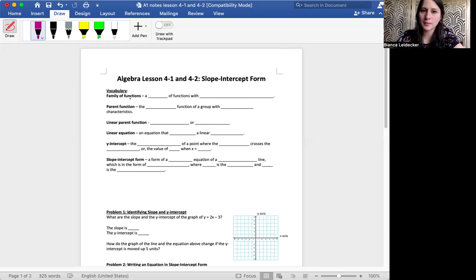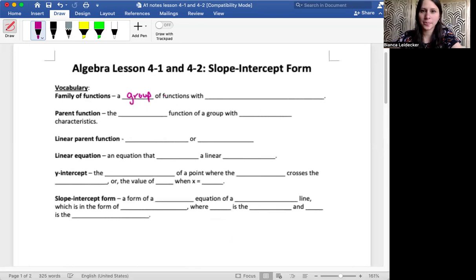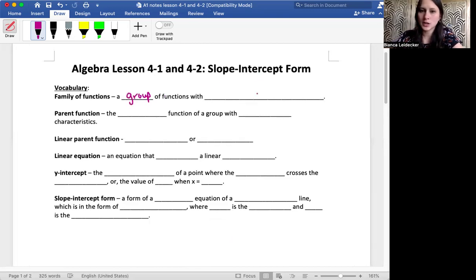First, we have a family of functions. That is a group of functions with common characteristics. So if you think about a family, you have some common characteristics as the people you are related to.